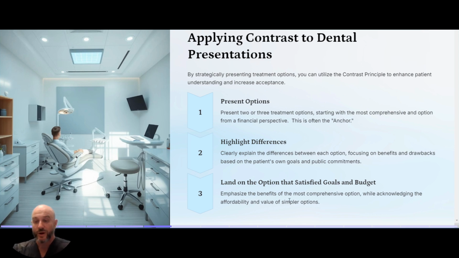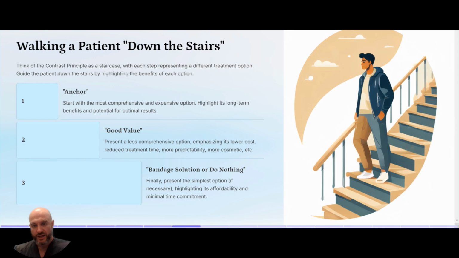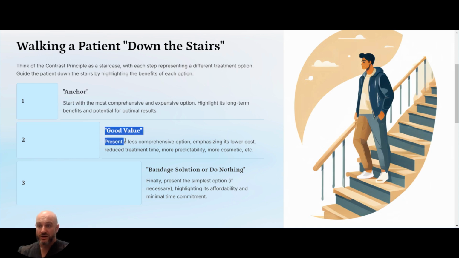Essentially, this is where the rubber meets the road. You are trying to figure out the best option that works for them, satisfying their goals, and also the option that works in their budget if budget is important to them. Think of the contrast principle as a staircase, with each step representing a different treatment option. When you start with the anchor, all of a sudden it's like, I'm getting most of what I want, and it ain't $50, $60, or $70,000.